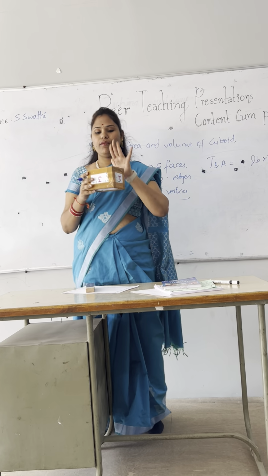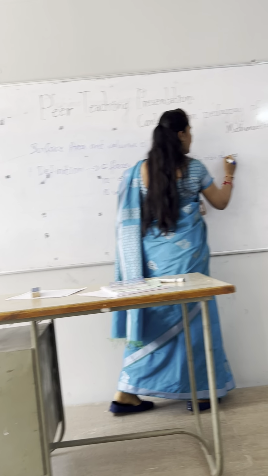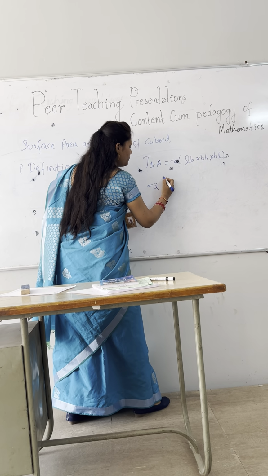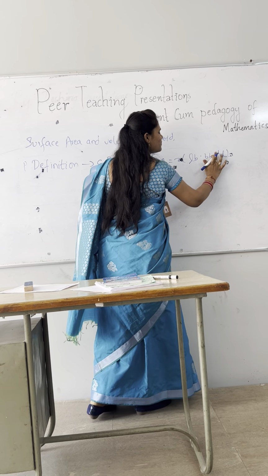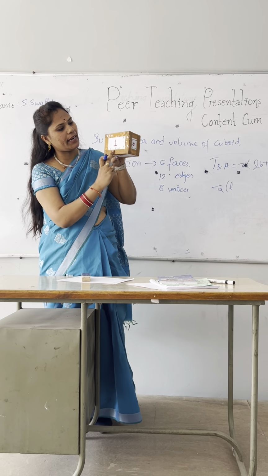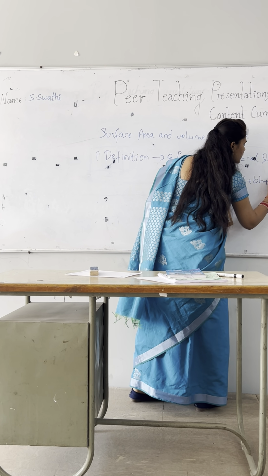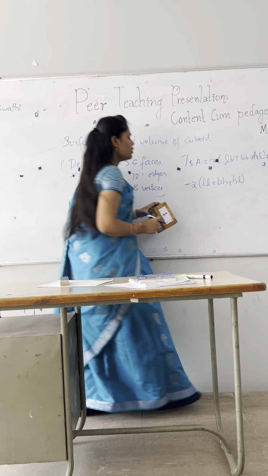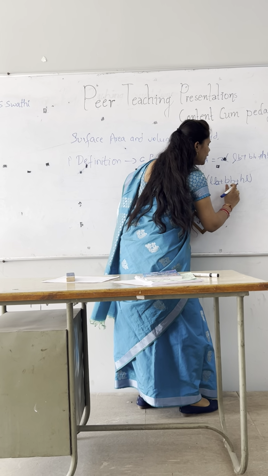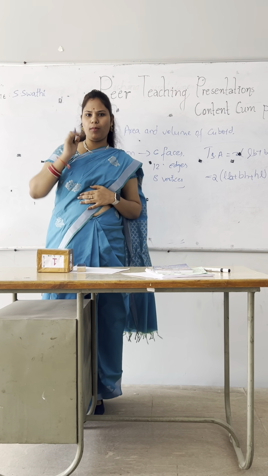So finally we get to know that there are 2 times length into breadth, 2 times breadth into height, and 2 times height into length. So finally we derive a formula. The first face is length into breadth, and so we get 2 times length into breadth plus breadth into height plus height into length. Now we'll see a small example of it.